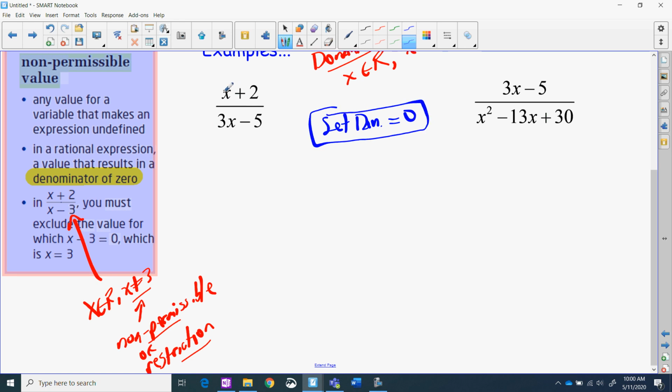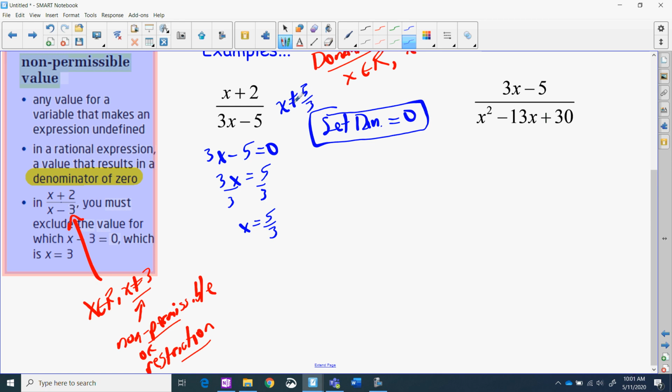So in this one, again, I don't care about the numerator, just the denominator. So what would make the denominator 3x minus 5 equal to 0? So I solve this. Divide by 3, divide by 3. So this tells me that if I let x equal 5 over 3, the denominator is going to equal 0, which means then my non-permissible for this question is x is not allowed to be 5/3.